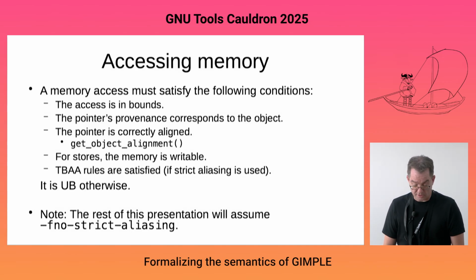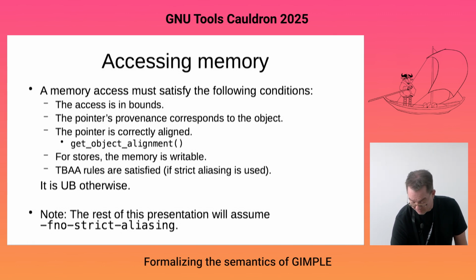For store, the memory must be writable. And we must satisfy the type-based aliasing rule if strict aliasing is used. And again, for the rest of this presentation, I will assume no strict aliasing because we have enough problems as is with the other rules.